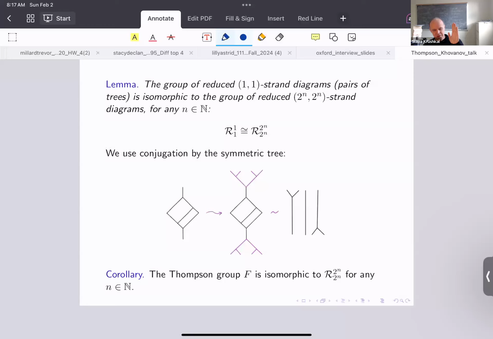So you can start with a pair of trees. You can start with a Thompson group element and represent it as a reduced pair of trees. You can also represent it as a reduced strand diagram with 4 points on the top and the bottom, or 8 points, or any number of points, any power of 2 that you like. Okay, and so we're going to use this to associate tangles with elements of the Thompson group.